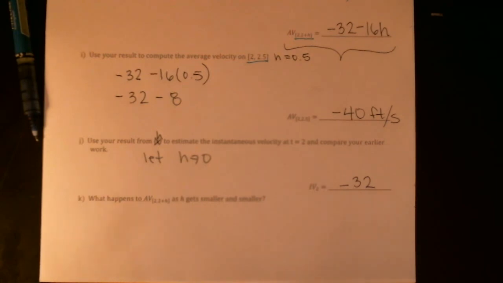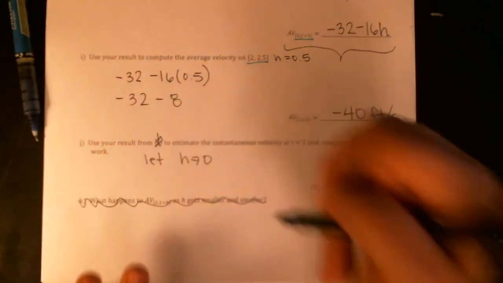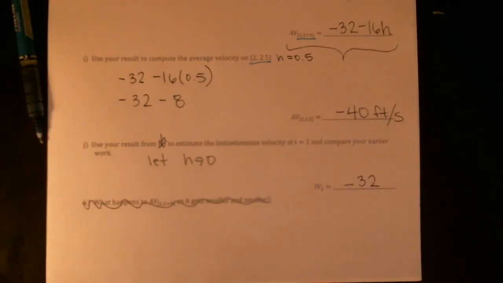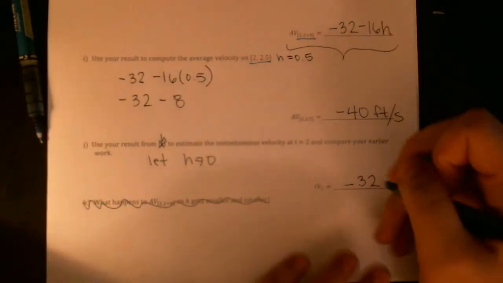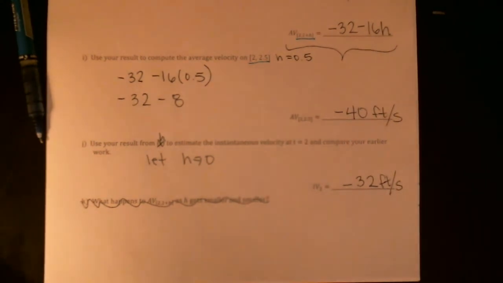Use your result. Oh, I think I'm not quite following my own directions, but I've still said what I wanted to. I think I got one problem ahead of myself here. So as h gets smaller and smaller, we get that our instantaneous velocity is negative 32 feet per second.